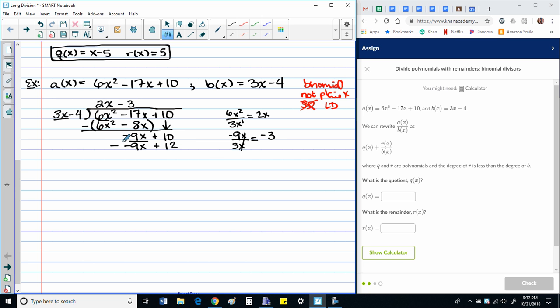Now I subtract. So negative minus negative is plus, so that makes 0, so that's good. And then 10 minus positive 12 is 10 minus 12, which would give me negative 2. All right, now this has an x and this does not, so this is now smaller than this one, so you can't do anything further. So q of x equals 2x minus 3, and r of x equals negative 2.